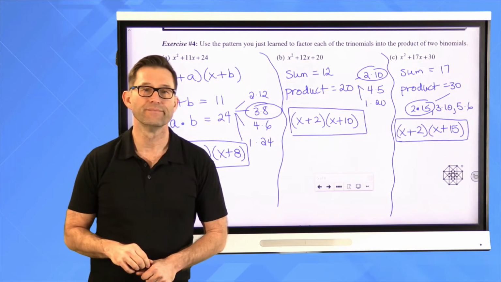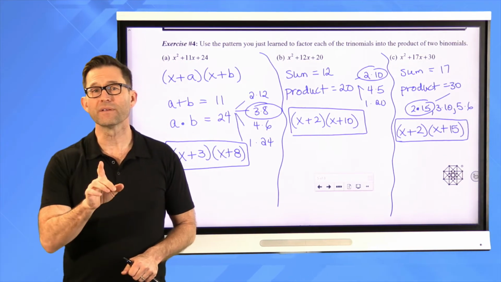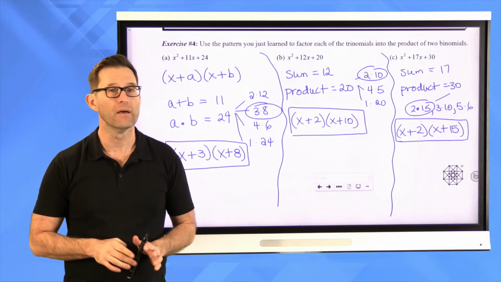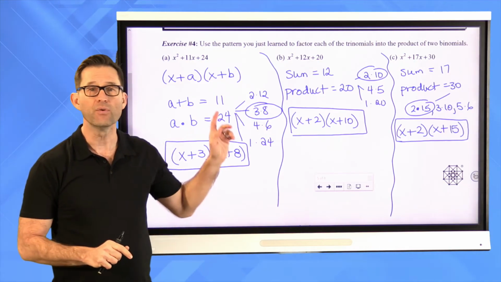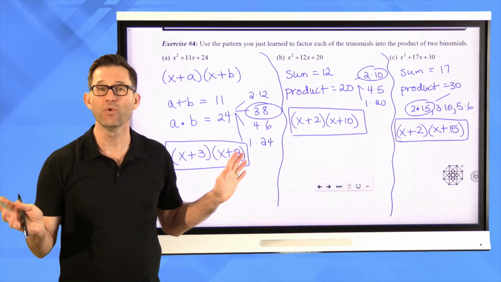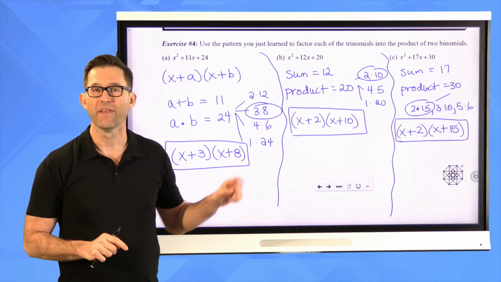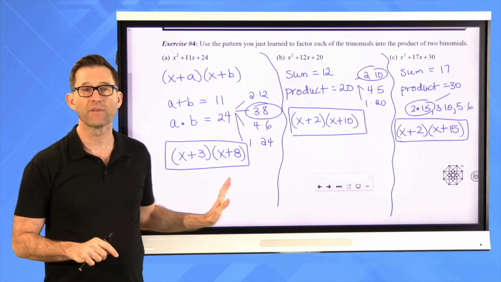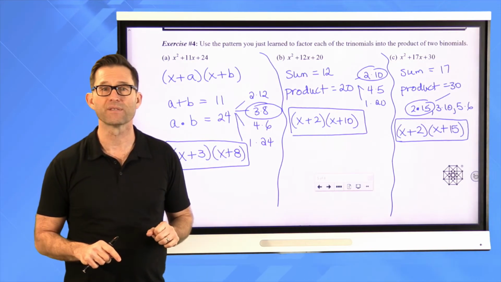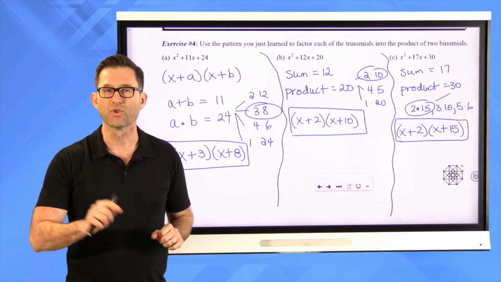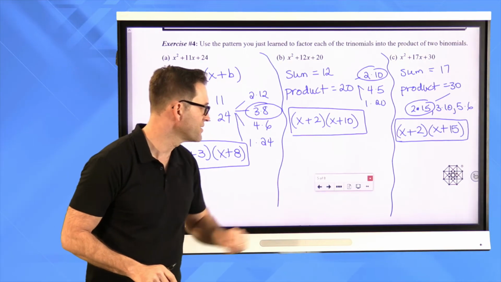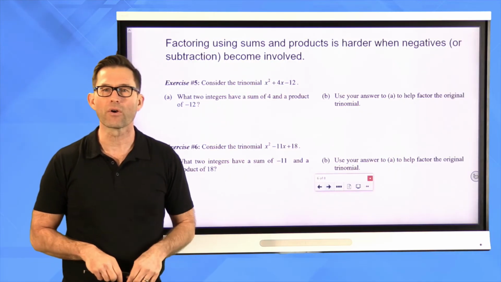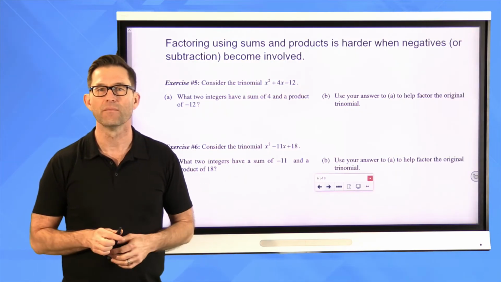And that's it, right? Now, we're going to look at some more challenging situations in just a moment. But at the end of the day, this is basically it. If you can play this game and figure out the two typically whole numbers that have a particular sum and a particular product, then factoring these types of trinomials is going to be quite simple. Let's take a look at some twists on this, though. Some things that make it a little more challenging. Now, factoring using sums and products is harder when negatives or subtraction become involved.